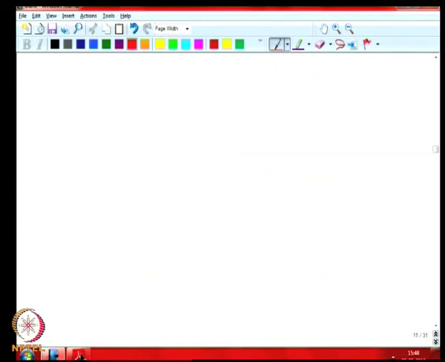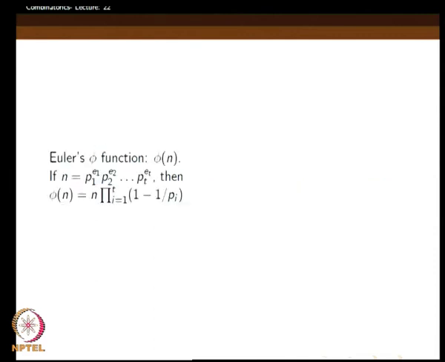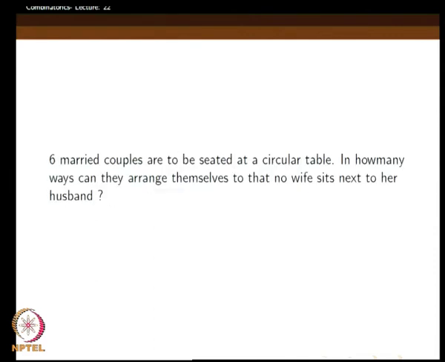Okay, we will move over to the next one, and here is another question. Six married couples are to be seated at a circular table. In how many ways can they arrange themselves so that no wife sits next to her husband? It is a typical question we were looking at, and there are 12 people then, right.